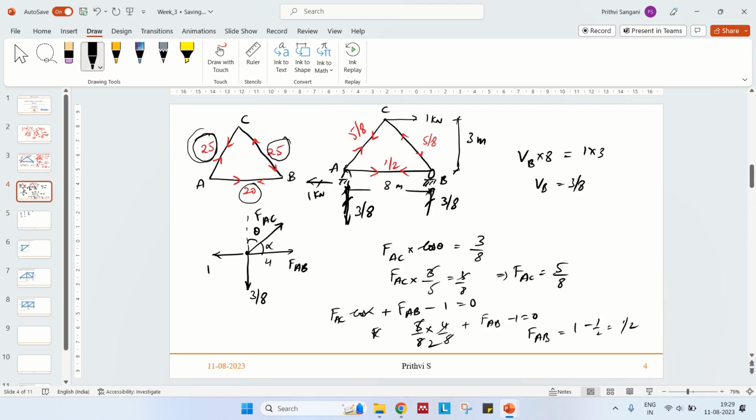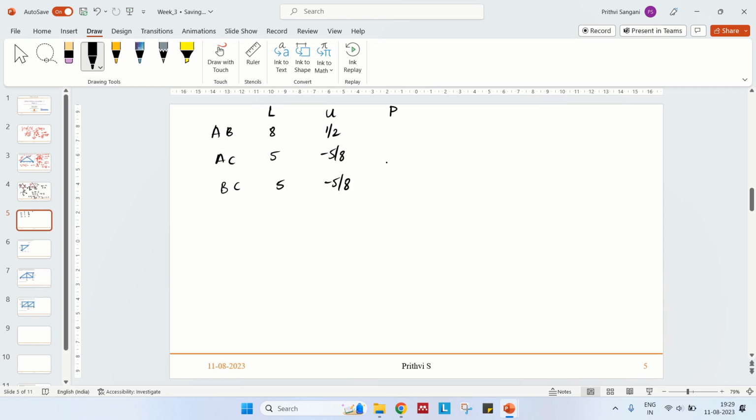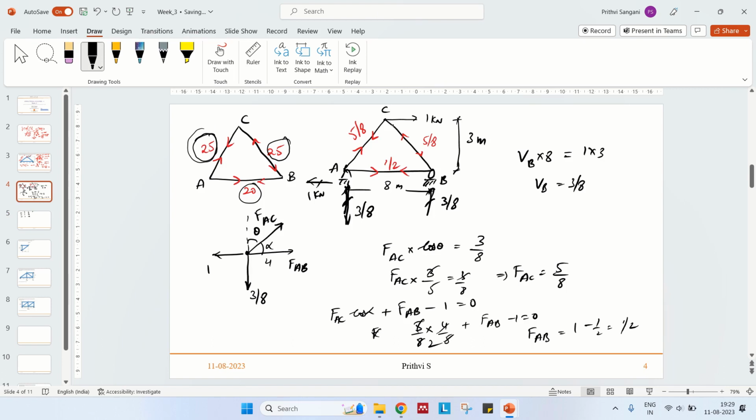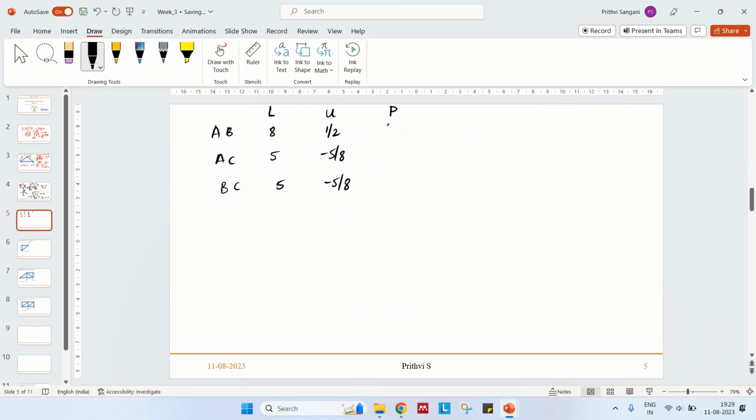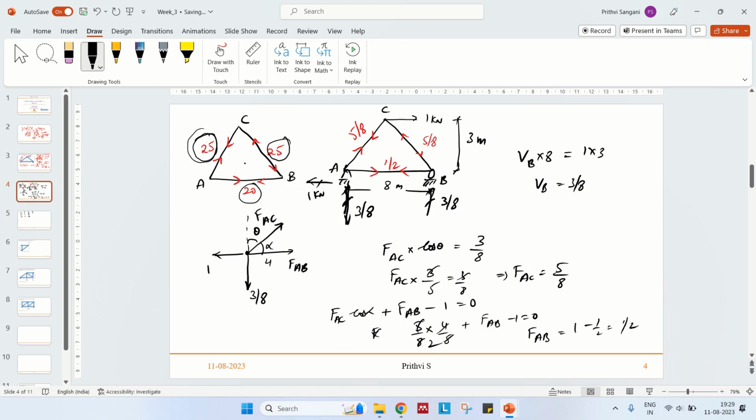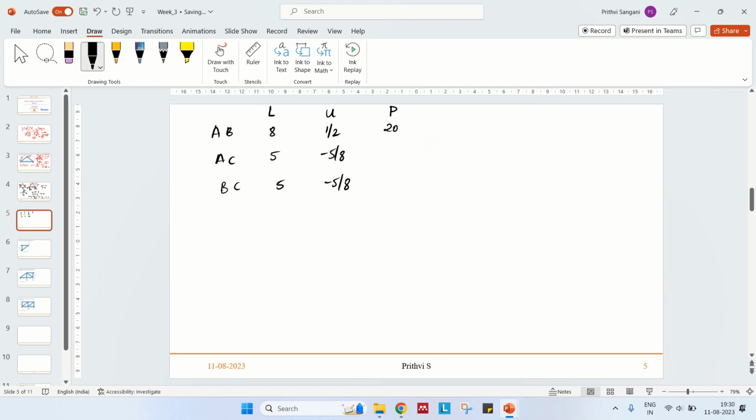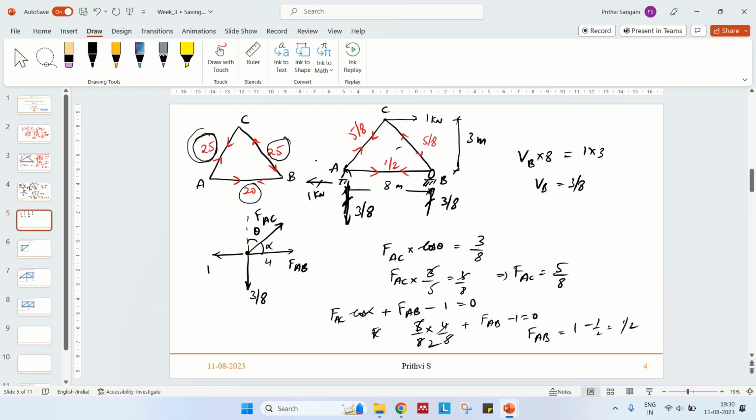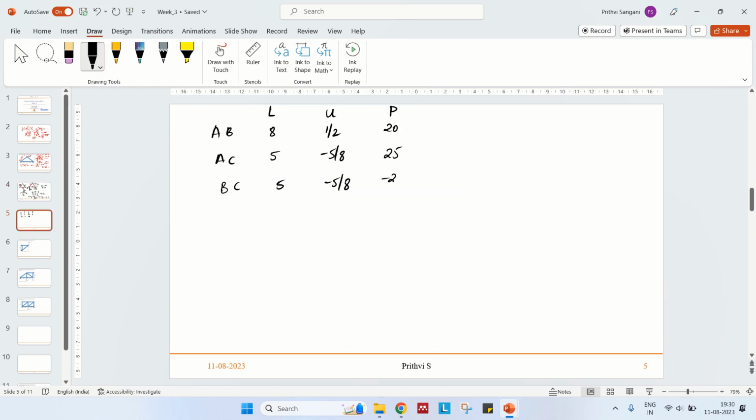BC is in compression, 5 by 8. So again, this is 5 by 8. Now, what is P? P are the forces in the beam due to the real loads, or the external loads. So let us first write for AB. In AB, tensile 20, so plus 20. In AC, tensile 25. What about BC? Compression 25, so minus 25. Now this we have done.